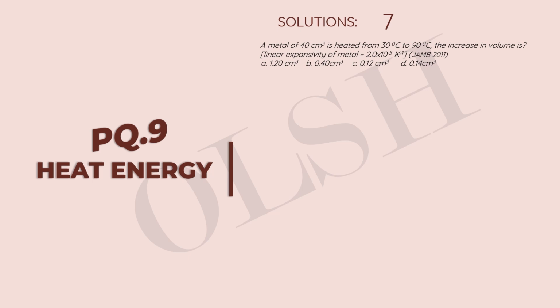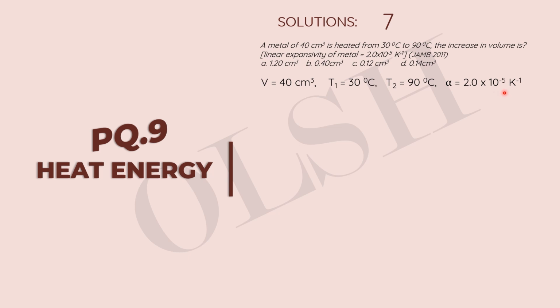Okay, so what we do is, let's bring out our parameters first. We have V1 to be 40 centimeter cube. We have T1 to be 30 degrees Celsius. We have T2 to be 90 degrees Celsius. We have alpha to be 2 times 10 raised to power minus 5 per Kelvin.